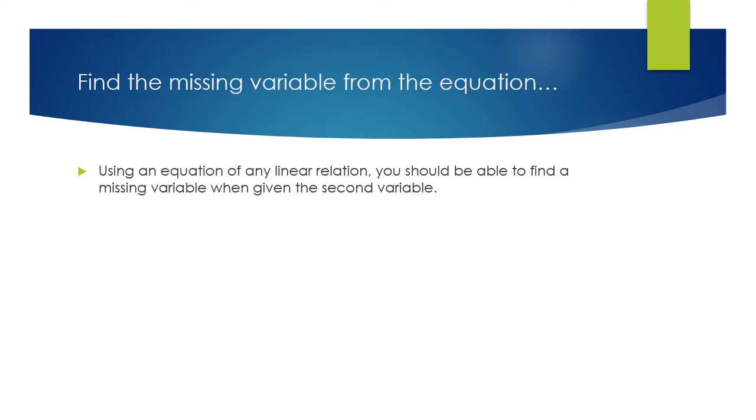We've done this in chapter 6, the last chapter we did. We've done it in 4.1, so this should be kind of a review. See how we should be able to use an equation to find missing information.